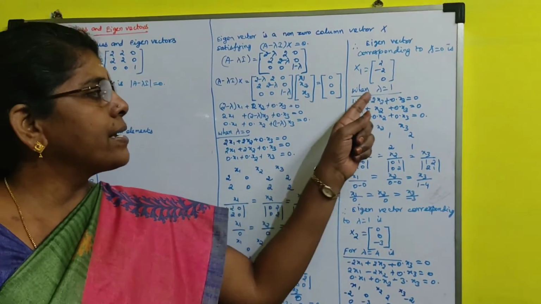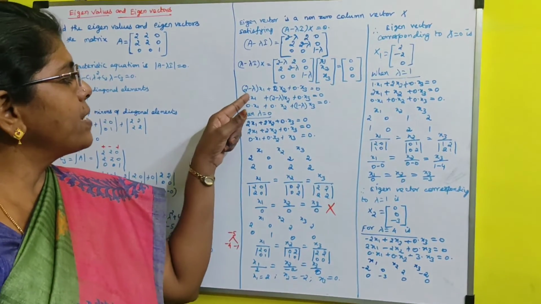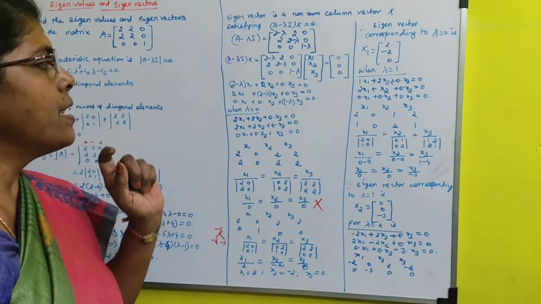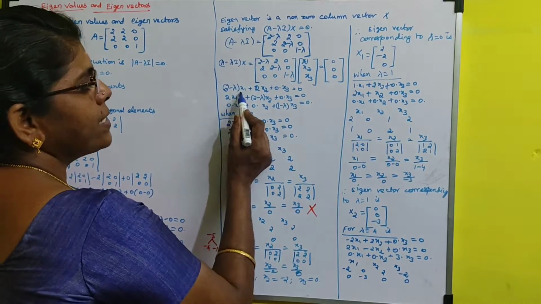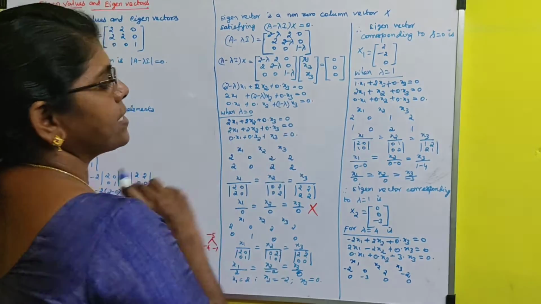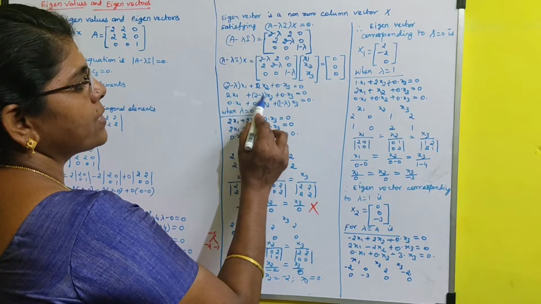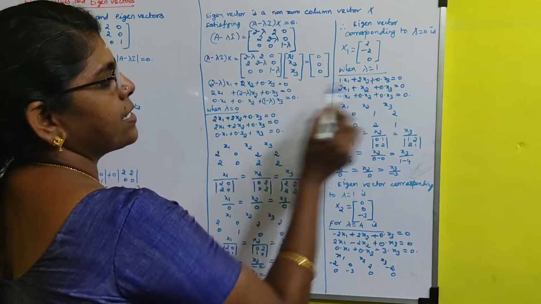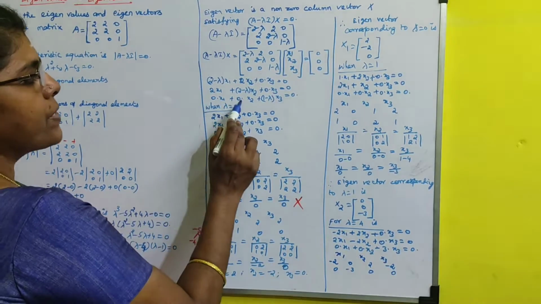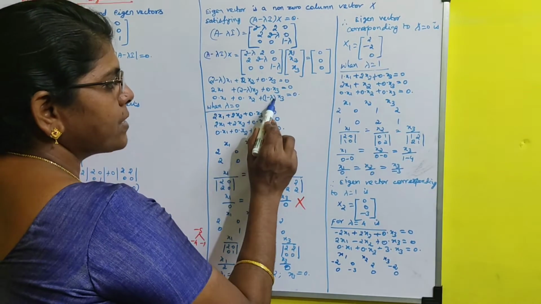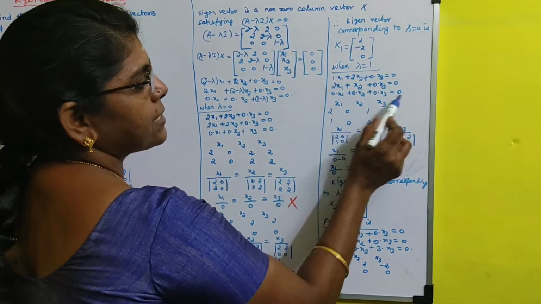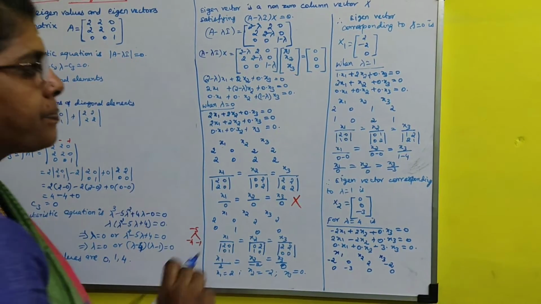Next, let us take lambda equal to 1. Substituting lambda equal to 1 in these three equations, the equations will become 1 into x1 plus 2x2 plus 0x3 equal to 0. Next, 2x1 plus 2 minus 1, 2 minus 1 is 1, 1x2 plus 0x3 equal to 0. 0x1 plus 0x2 plus, here 1 minus 1 will become 0, 0 into x3 equal to 0.